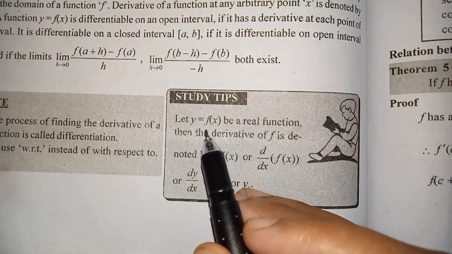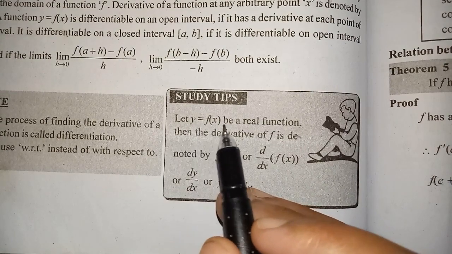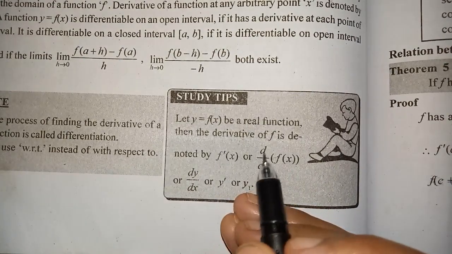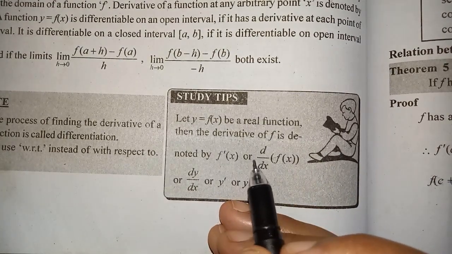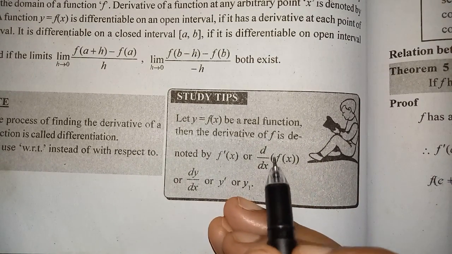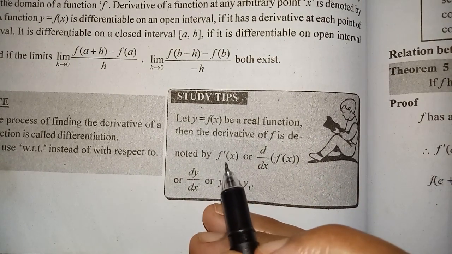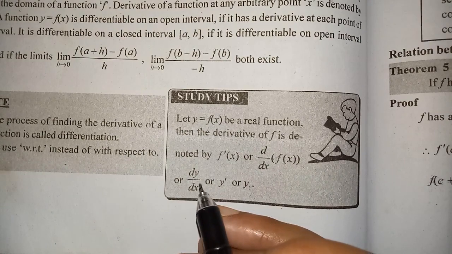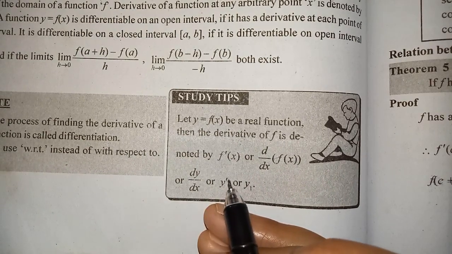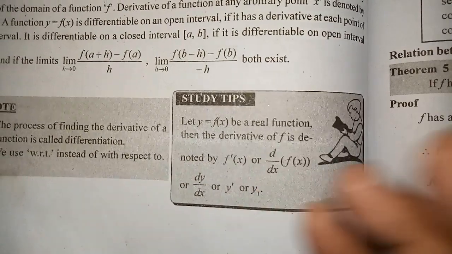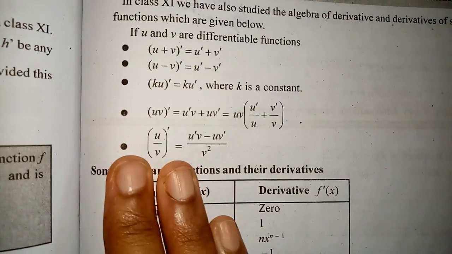Now last year you have also studied how to give notation for it, right? Let y equal to f of x be a real function, then the derivative is f dash of x or d by dx of f of x, that is f dash. If you call it y, it will be dy by dx, or it will be y dash, or it will be y1. Okay, you also learned some standard derivatives, right?